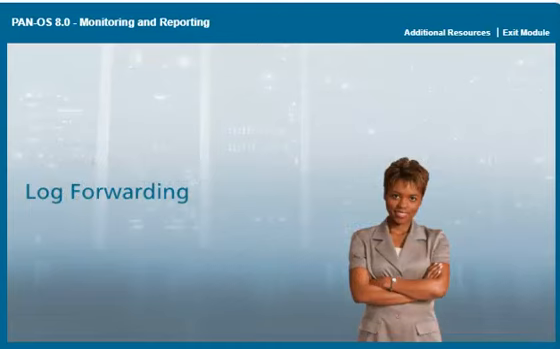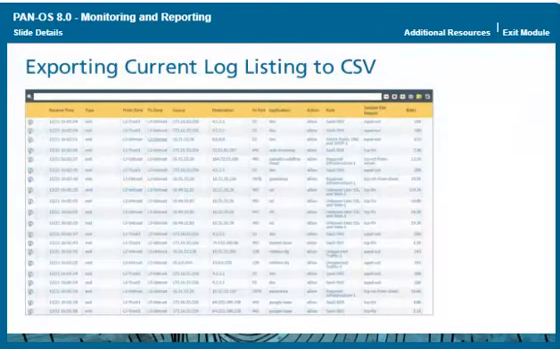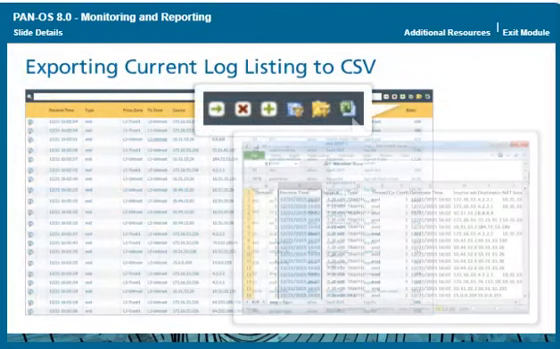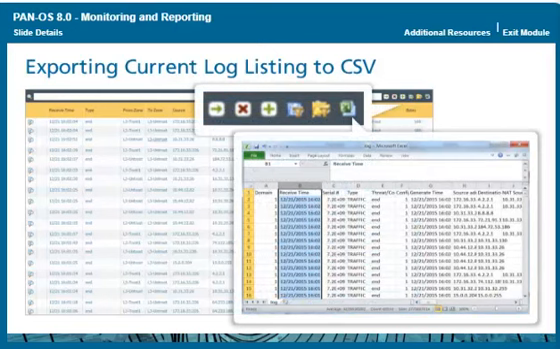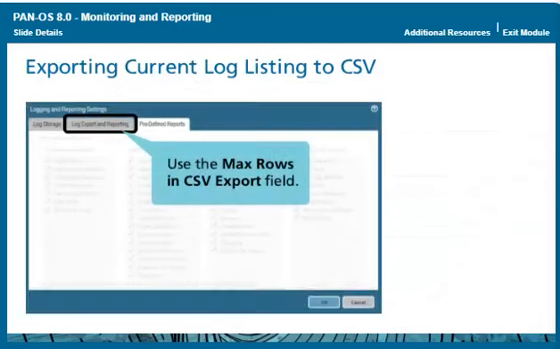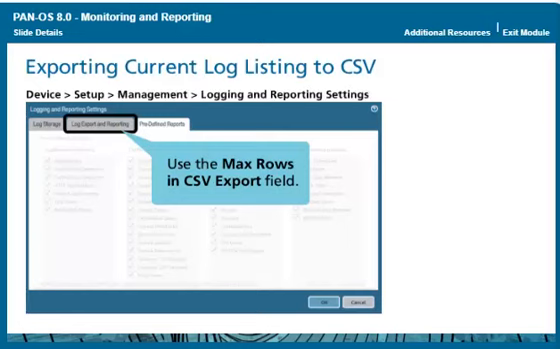Log forwarding. To export the current log listing in CSV format, select the Export to CSV icon. By default, export of the log listing to CSV format generates a CSV report with up to 65,535 rows of logs. To change the limit of rows displayed in CSV reports, use the Max Rows in CSV Export field on the Log Export and Reporting subtab. Select Device, Setup, Management, Logging and Reporting Settings.